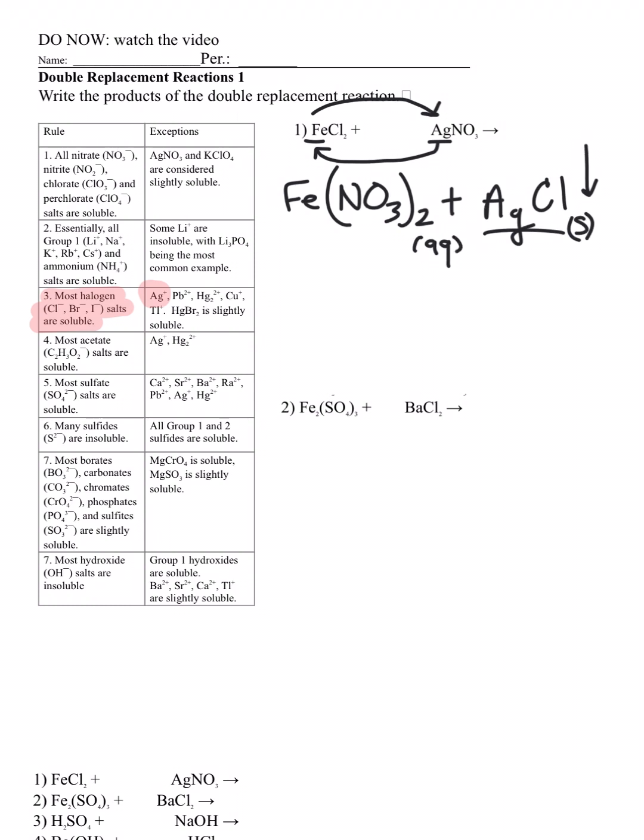Okay, so let's try that again down here, number 2. Look at iron and barium. We're just going to swap their positions and write the products, and then we'll think about whether or not this reaction will actually take place.